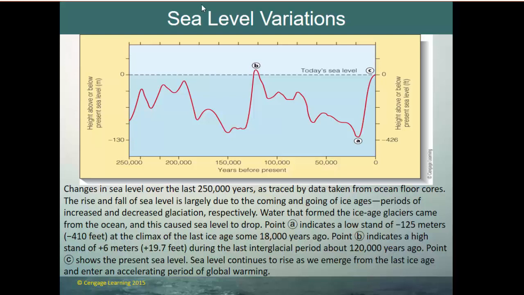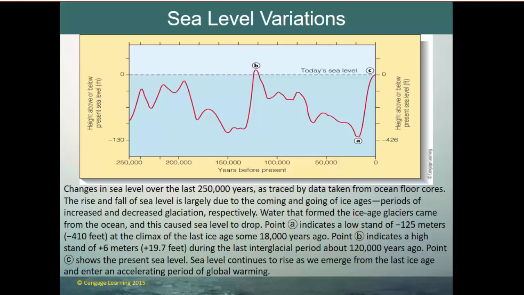The end of the last ice age is right here, and is thought to have ended anywhere between 12 and 18,000 years ago. And that was when we were very, very cold. The ice age began to end, and immediately temperatures began to rise, and sea level also began to rise. And the thinking, based on observations, is that sea level continues to rise at this point.